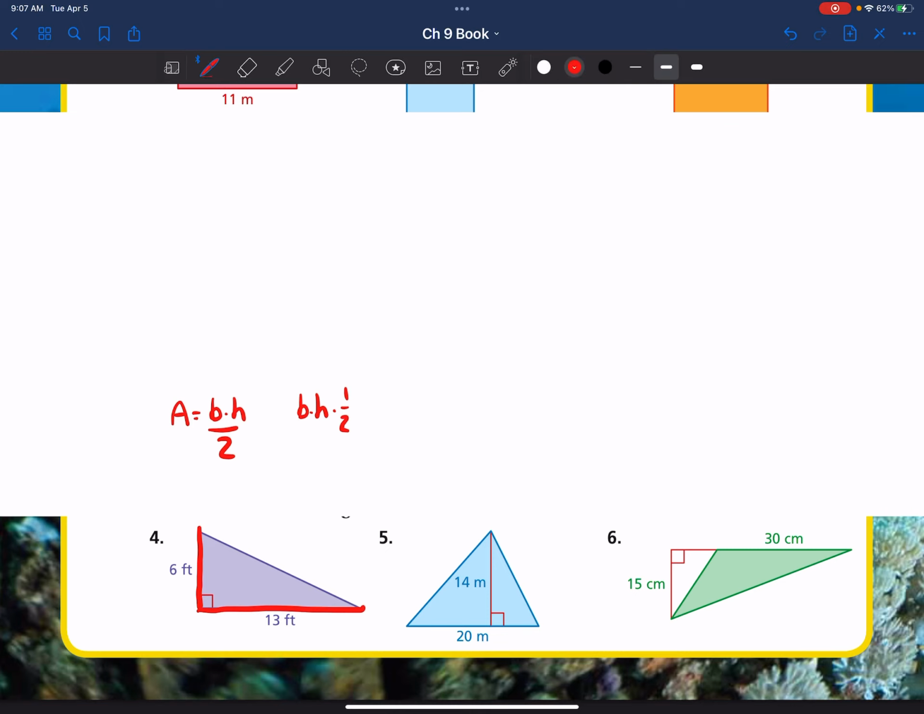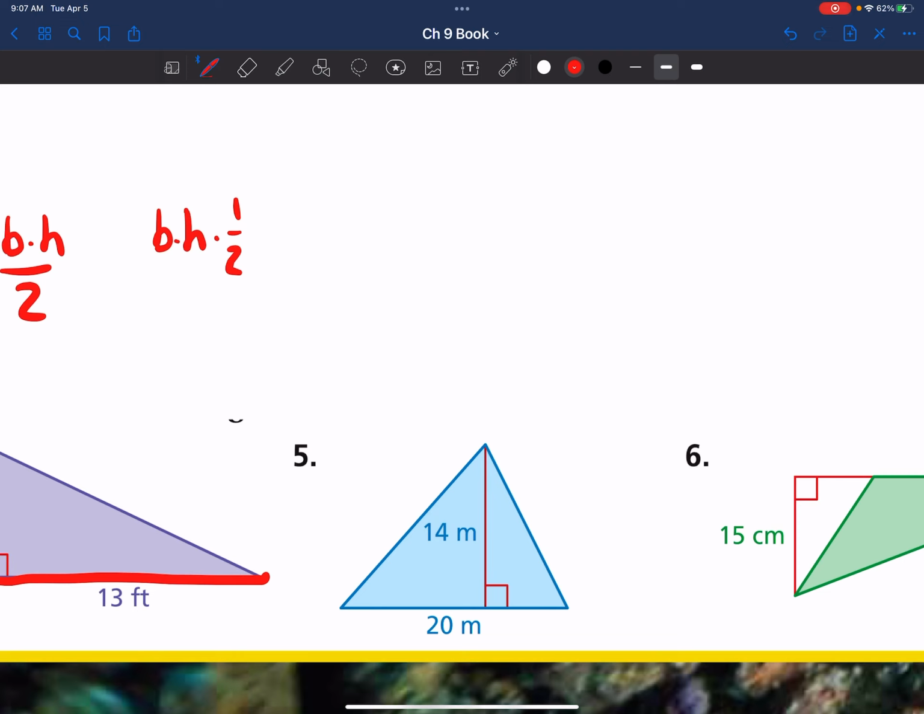Number 5. Do you see that 14? That 14 inside that triangle is not trying to label that side length. That side length is not 14. The height in the center is 14. The base is 20. Okay? So it's no different. I still need the base times the height divided by 2. The base is 20. The height is 14. And then I'll divide that by 2.